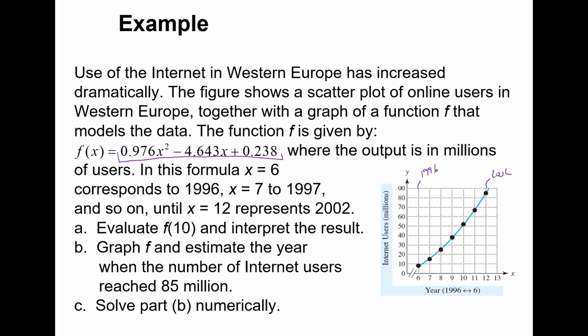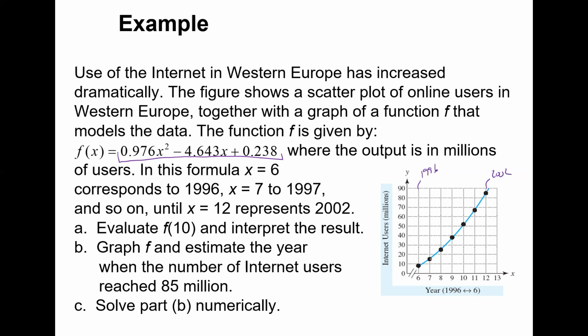So we're supposed to evaluate f of 10 and interpret the results. Graph f and estimate the year when the number of internet users reaches 85 million. Okay, so 85 million, well, that's somewhere over here. And solve part B numerically.